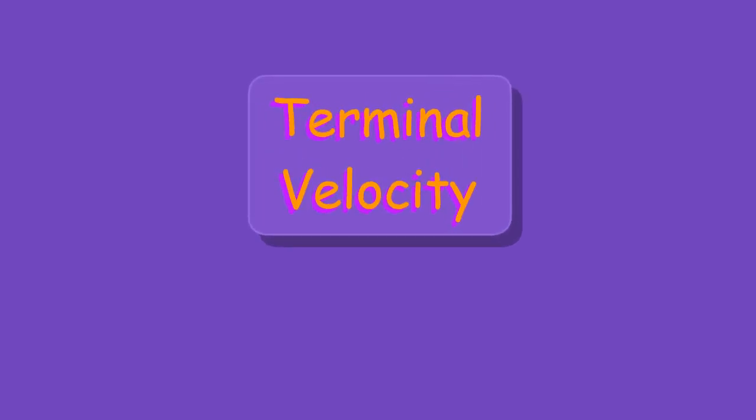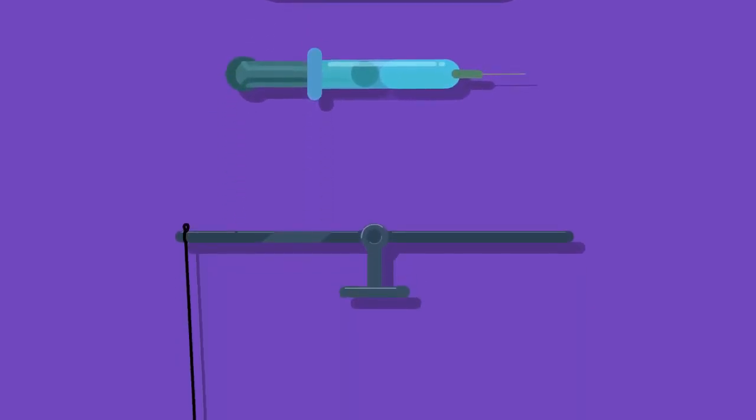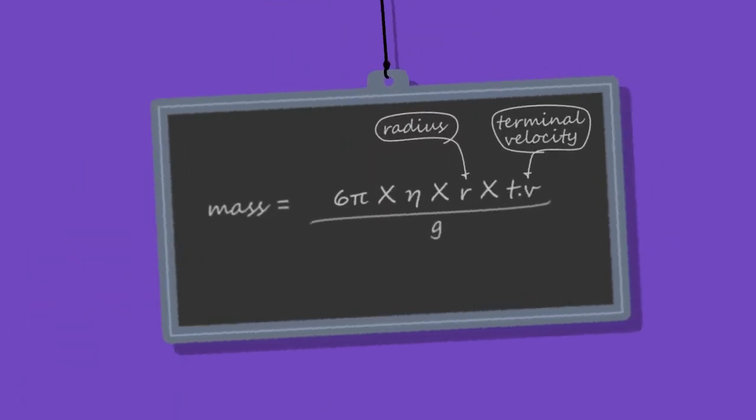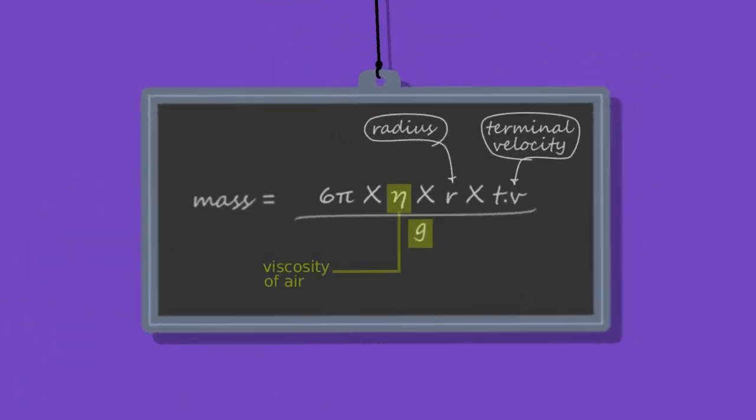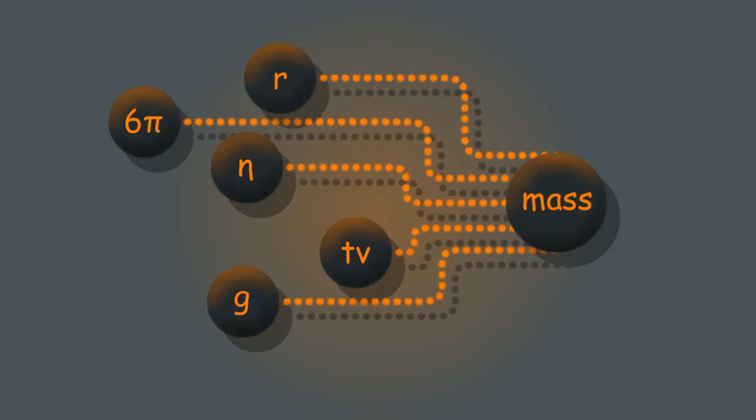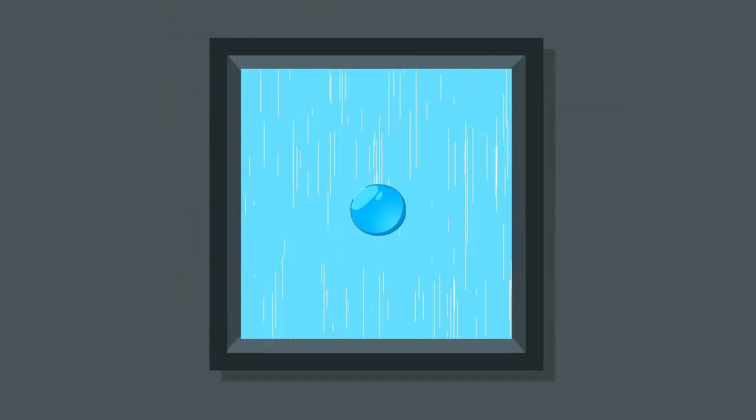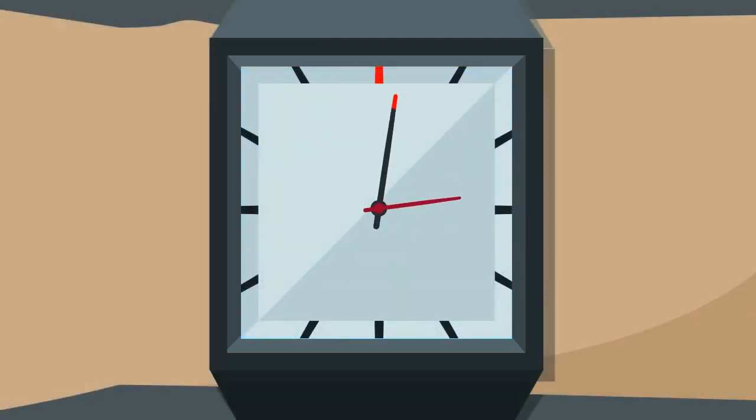By knowing the terminal velocity, Millikan could calculate the droplet's mass using a basic formula, where this is the viscosity of air, and this is the gravitational acceleration. With this calculation, he could estimate the mass of each droplet with impressive accuracy, considering the time period.